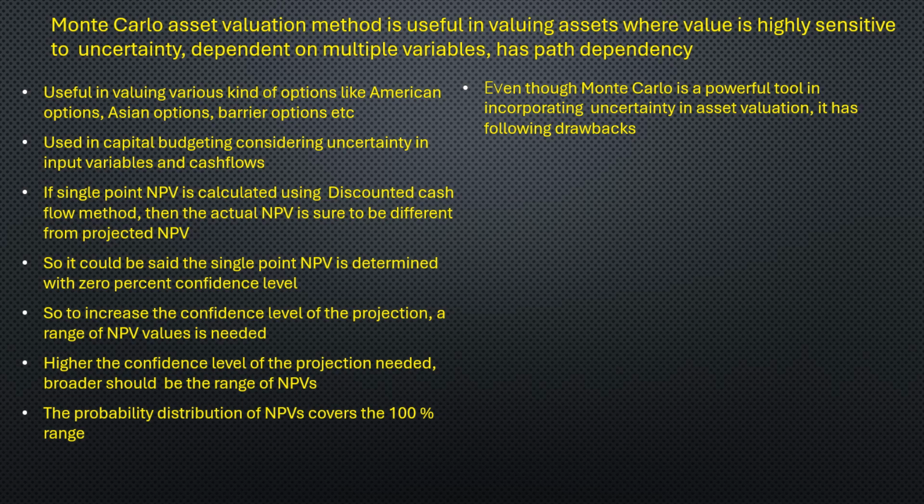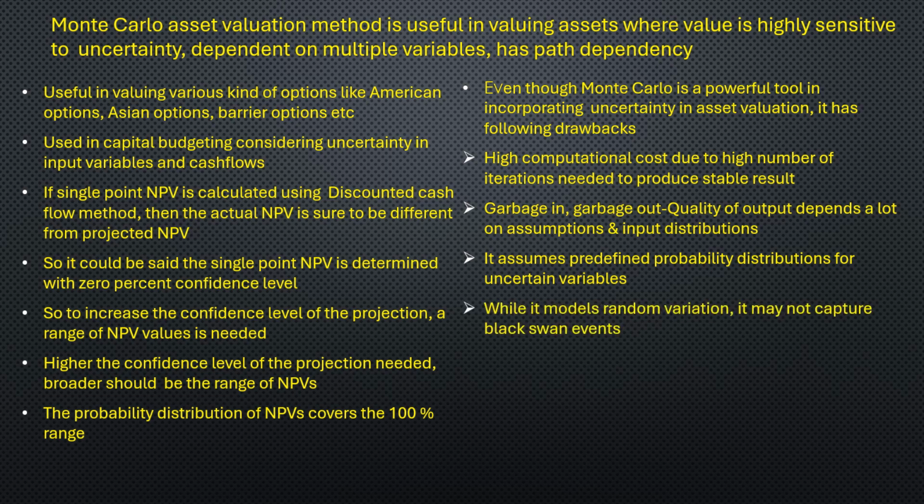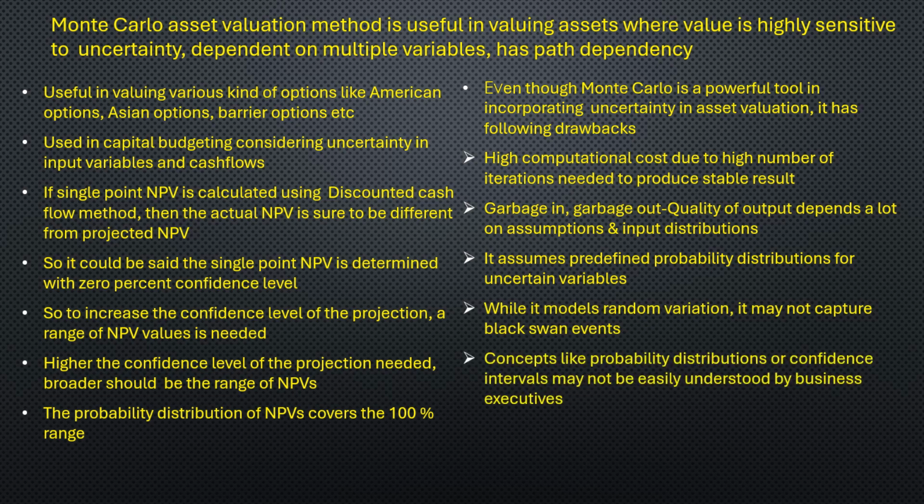Even though Monte Carlo is a powerful tool in incorporating uncertainty in asset valuation, it has the following drawbacks. High computational cost due to the high number of iterations needed to produce a stable result. Garbage in, garbage out: quality of output depends a lot on assumptions and input distributions. It assumes predefined probability distributions for uncertain variables. While it models random variation, it may not capture black swan events. Concepts like probability distributions or confidence intervals may not be easily understood by business executives. Chances of overfitting in option valuation.